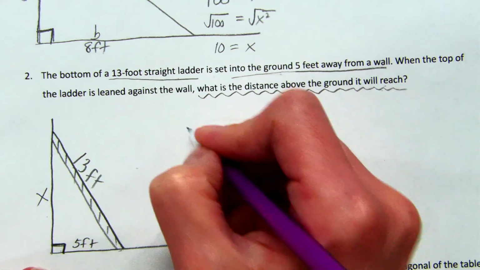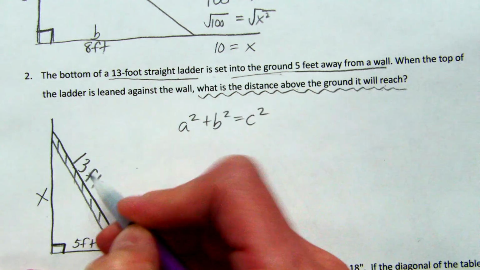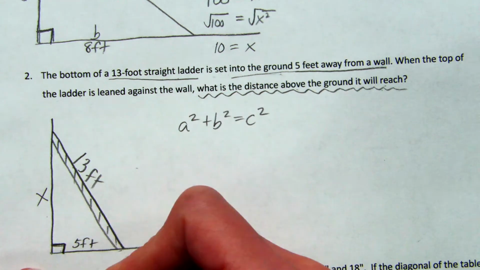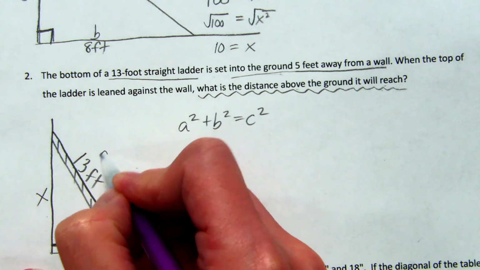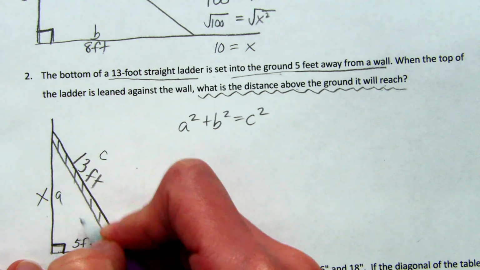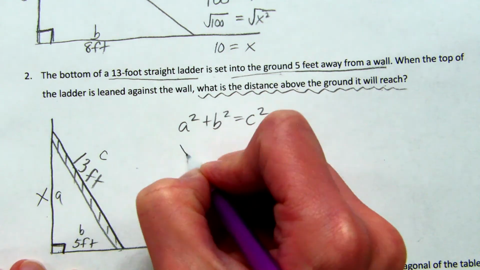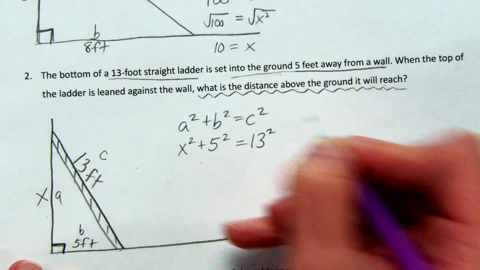All right, so using the Pythagorean theorem, a squared plus b squared equals c squared, we need to locate which one of these numbers is the hypotenuse for c. And that would be the 13. It's across from the right angle, and it's the longest side. So this would be the a and b. So we'll have x squared plus 5 squared equals 13 squared.